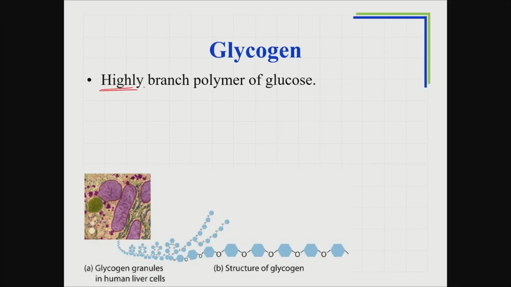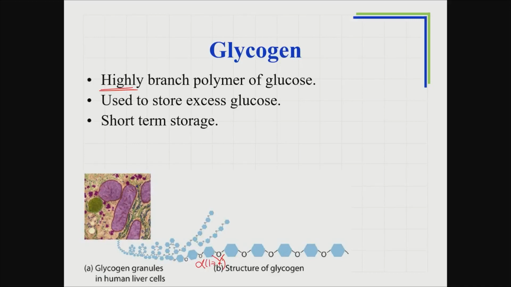We have lots and lots of branches, and the branches have branches, but look at the way that this is drawn, down and up. That is our alpha 1,4 linkage. Our body is able to break that down. So what is glycogen? It is what we use in our body to store excess glucose. If you consume more calories than you need, the first source of storage of those calories is in the form of glycogen, okay? Glycogen is used for short-term storage because your body can use it rapidly.